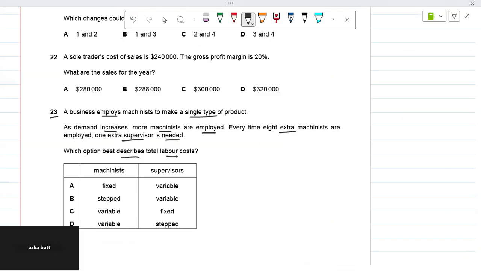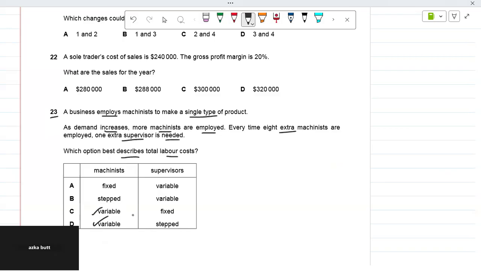Okay. So if you see the machinist, its employment pattern is that as demand increases, more machinists are employed. So what is the cost behavior of this? The number of machinists varies directly with the level of production or demand. So its cost type is variable, because the cost changes in proportion to the level of activity.